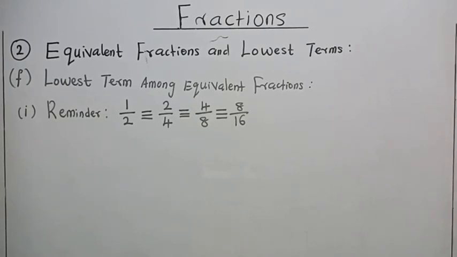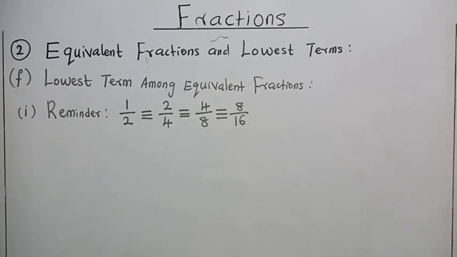Now let's talk about lowest term. I asked earlier, what is the link between equivalent fractions and lowest terms? It is because lowest term is found to be among equivalent fractions. One of the fractions which are equivalent is considered to be the lowest term.